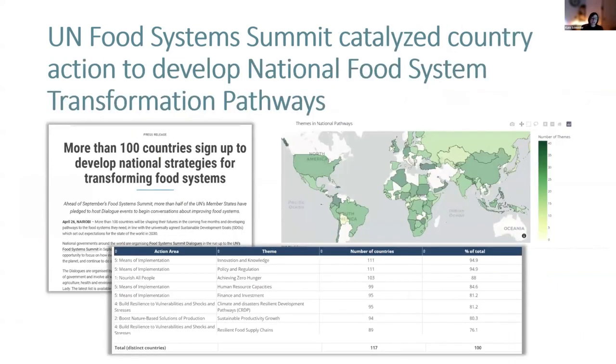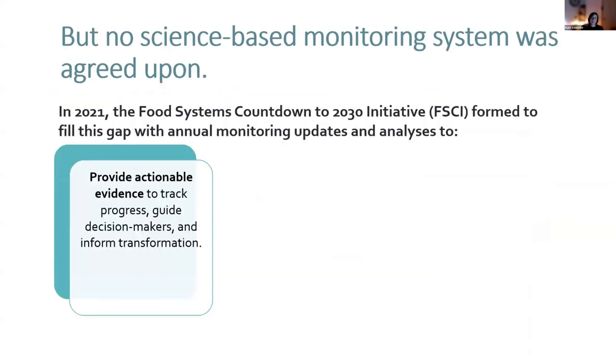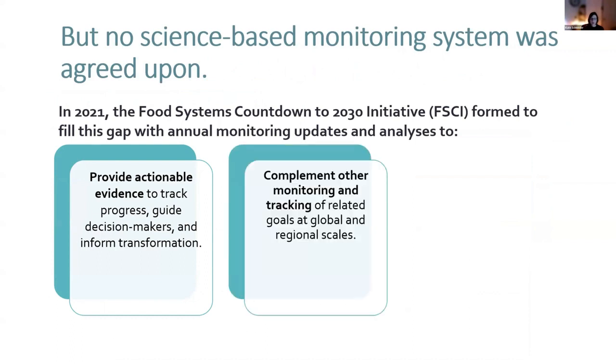Most countries developed national food system transformation pathways, but what it didn't do was come up with some sort of science-based monitoring system that people agreed on and would implement going forward. And so that was the initial motivation in 2021 for the Food Systems to 2030 Countdown Initiative. Our objective was to fill this monitoring gap with updates every year so that we could give decision makers some actionable evidence to track progress, guide new action, and figure out what needs to happen and how well they're doing in achieving their goals.